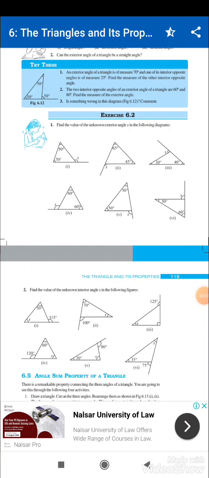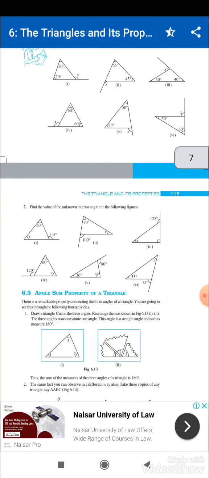Hello students, in this video we are going to discuss the second question of exercise 6.2 of class 7th. After that we will discuss the angle sum property of a triangle with the help of an activity. So we start our video with question number 2.